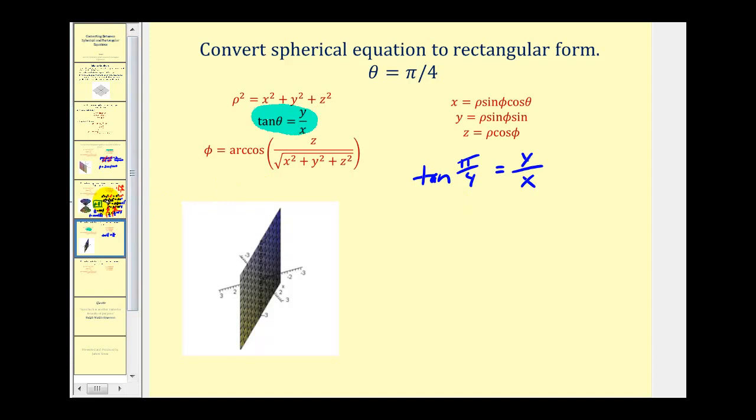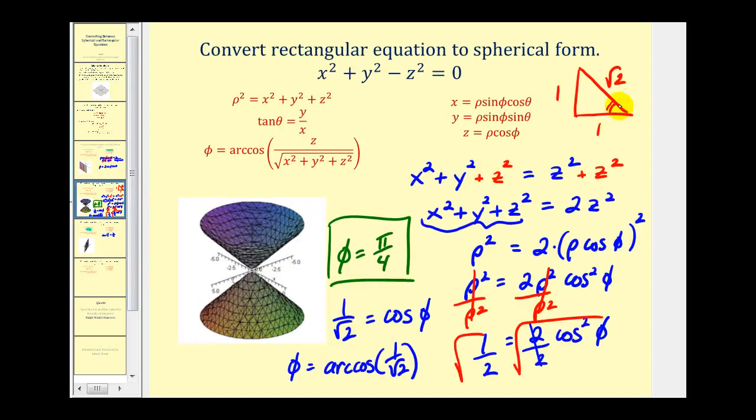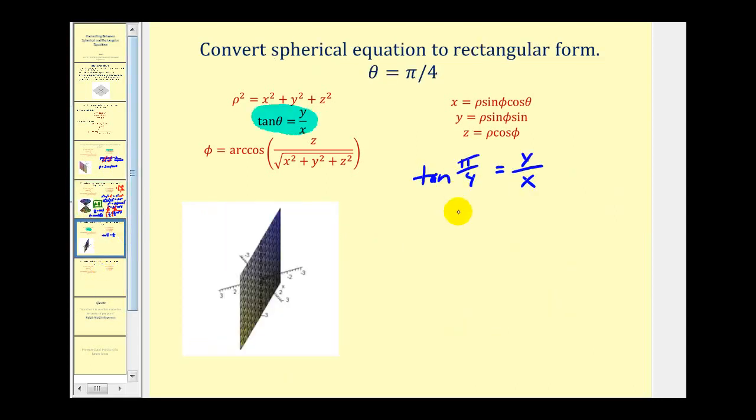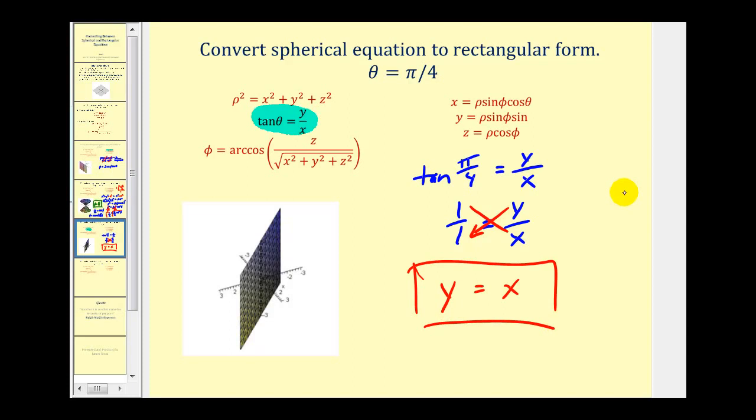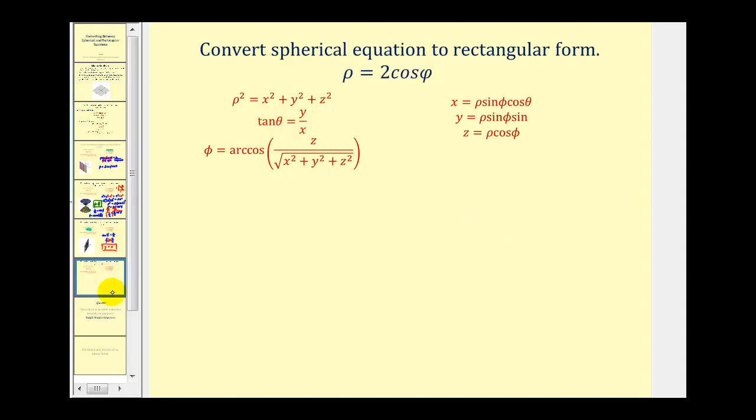Well, going back to our previous example, tangent of pi over 4 would just be 1 over 1, or just 1. But let's go ahead and write it as 1 over 1. So we have 1 over 1 is equal to y over x. Now we have a proportion, we can just cross multiply. So y times 1 would be y equals 1 times x, or x. So the equation y equals x graphed in the xyz coordinate system would produce this plane here. And this would be the equation in rectangular form. Let's go and take a look at one more.